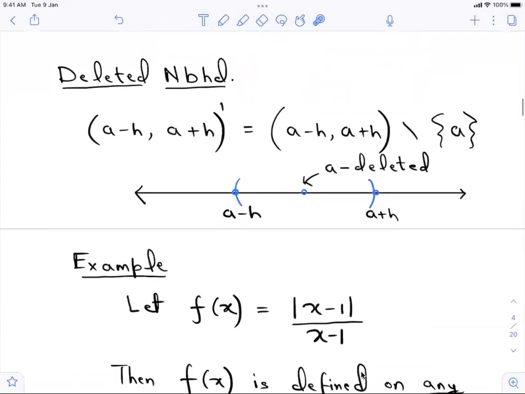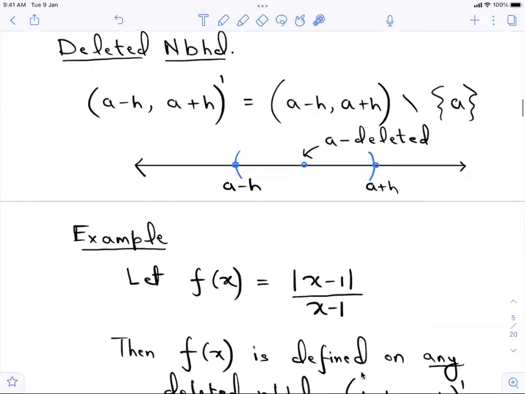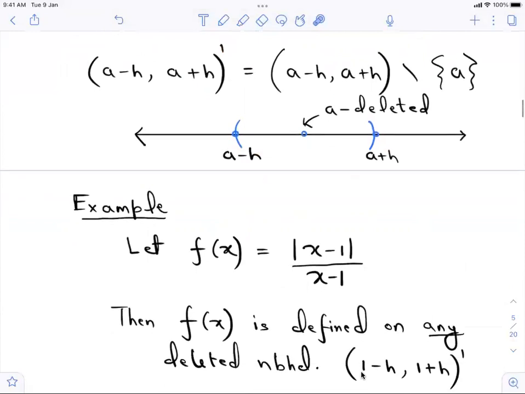The next definition is that of a deleted neighborhood. What is a deleted neighborhood? It's simply a neighborhood of A with the point A itself being deleted. So A minus H, A plus H with the point A deleted. The central point is removed from this interval. I'll use this dash to distinguish it from a normal neighborhood.